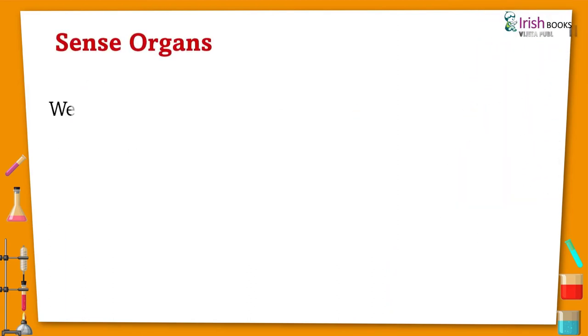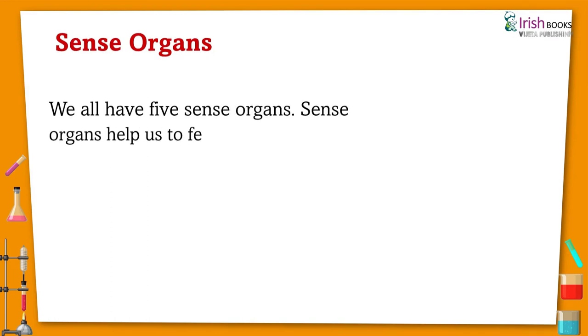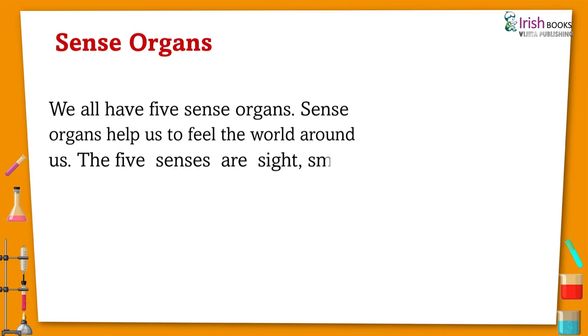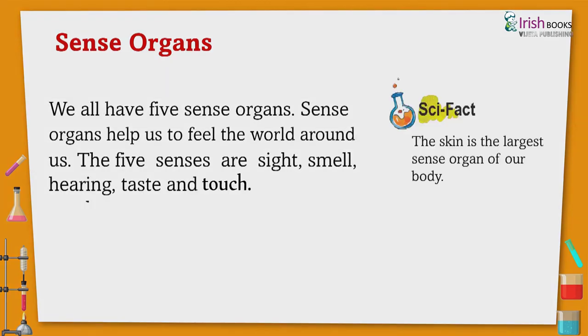Sense organs. We all have five sense organs. Sense organs help us to feel the world around us. The five senses are sight, smell, hearing, taste, and touch. The skin is the largest sense organ of our body.